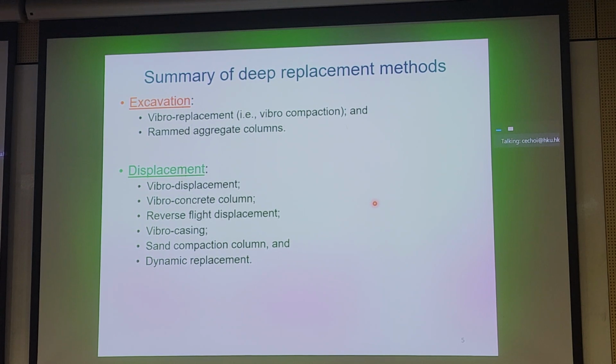And the main limitation these days for using these types of techniques is, do we have the granular material to put in the ground? You can think about perhaps more challenges as we talk about it, but we'll break the module into excavation approaches and displacement approaches. For excavation, we'll look at vibro replacement, also known as vibro compaction, and rammed aggregate columns as well. For displacement, we'll look at those 6 methods shown at the bottom of the slide.